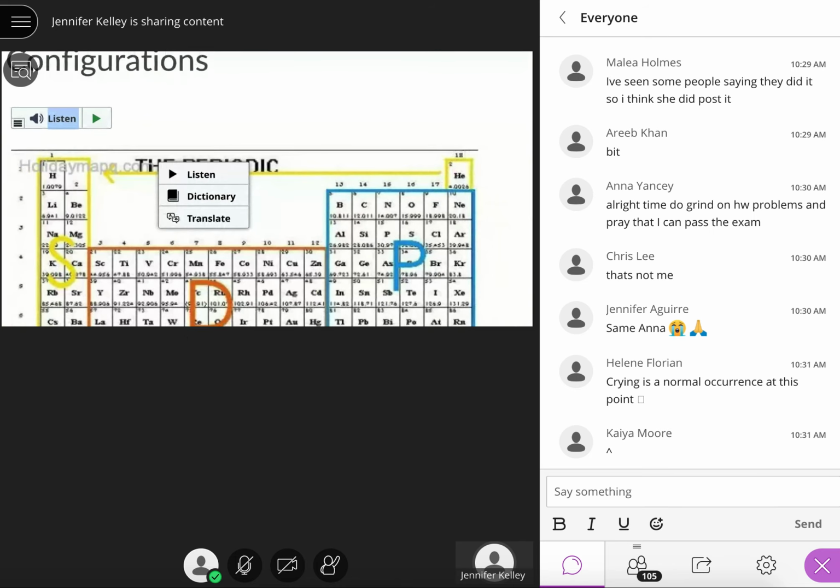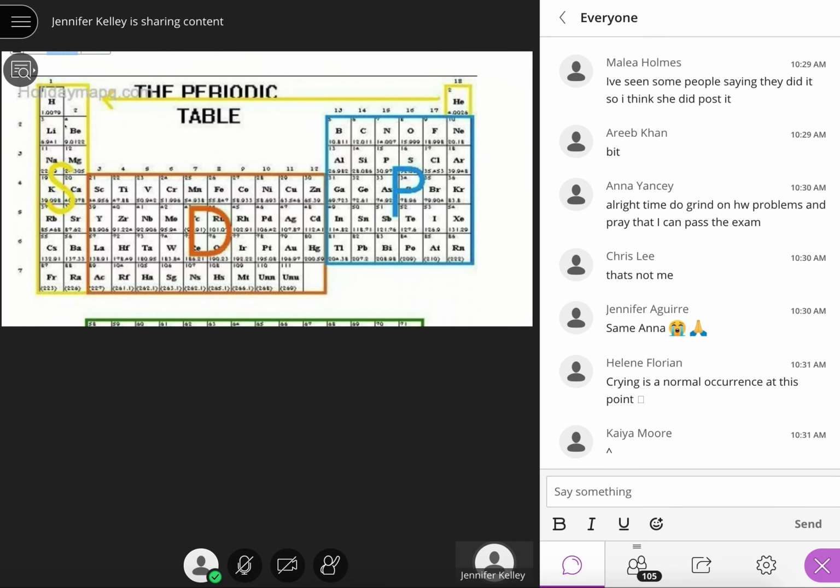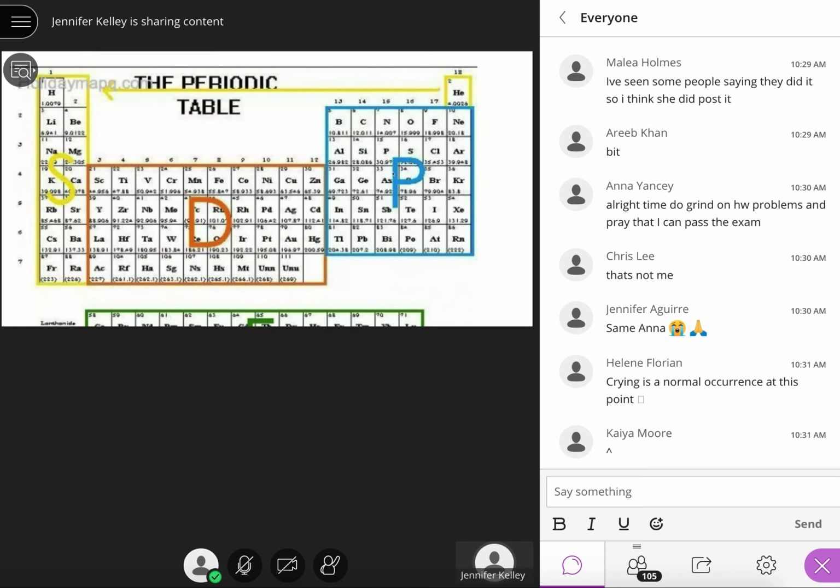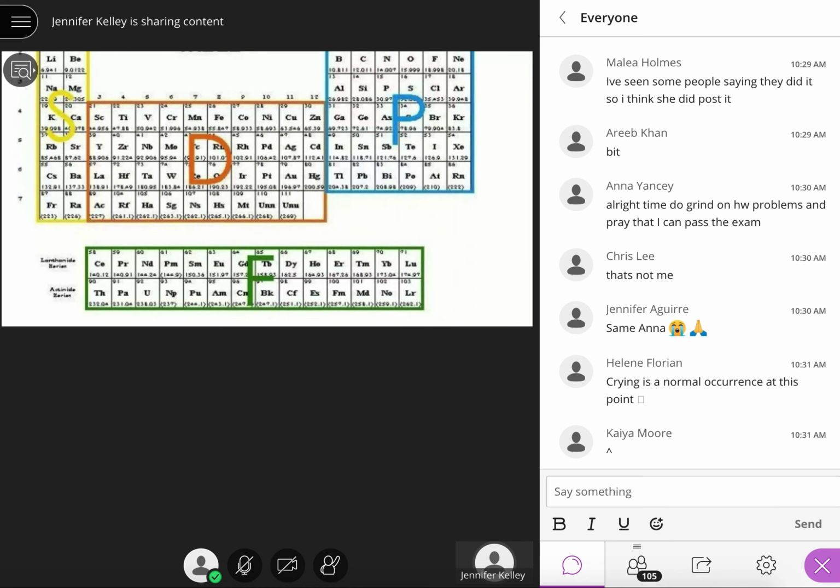Here's the periodic table. And as you see, it can be broken up into different sections. So there's the S, the D, the P, and what it's telling you is that at the end of the electron configuration, the S block ends in S's, the D block ends in D's, the P block ends in P's, and the F block ends in F's. So it's S, D, P, and F.